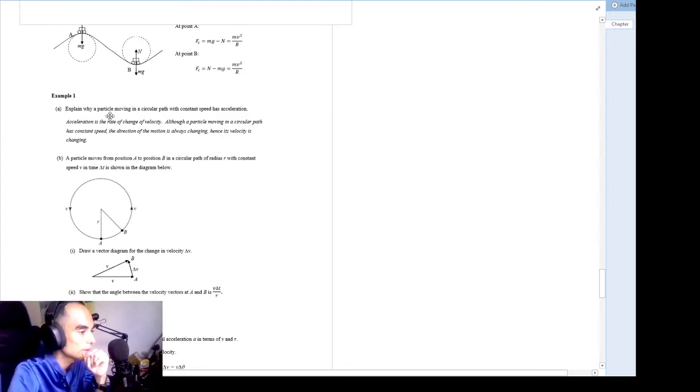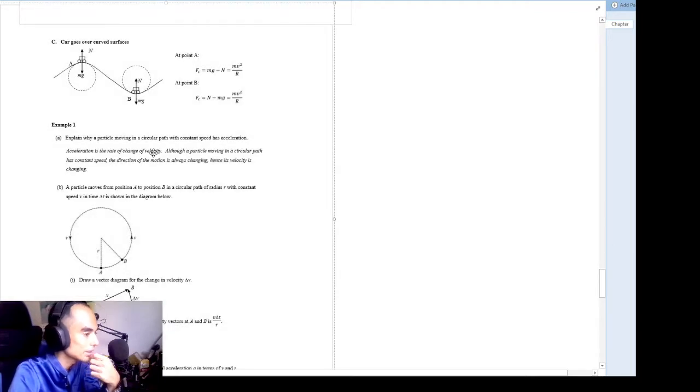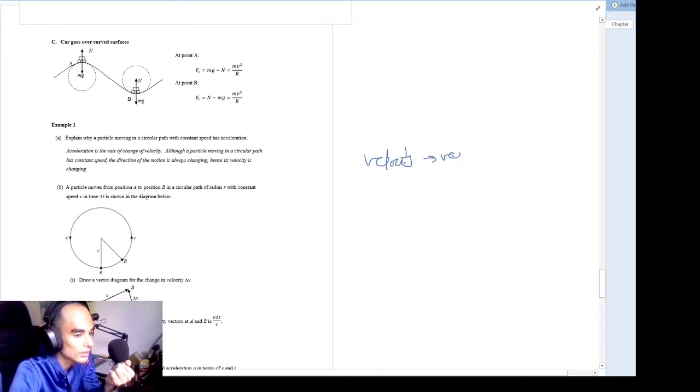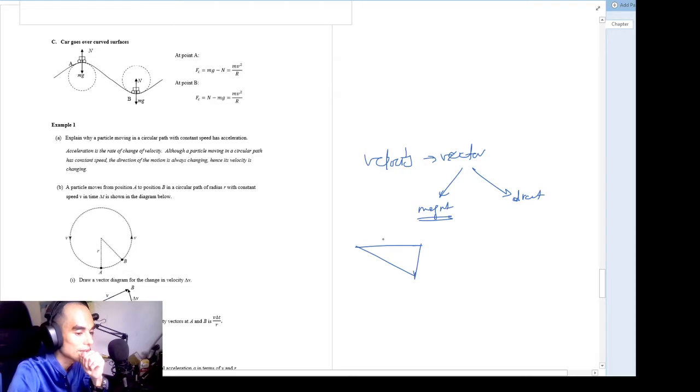Example number 1: explain why a particle moving in a circular path with constant speed has acceleration. Acceleration is change of velocity, because velocity is a vector, and a vector has magnitude and direction. Although the magnitude is the same, v1 and v2, the direction has been changing.